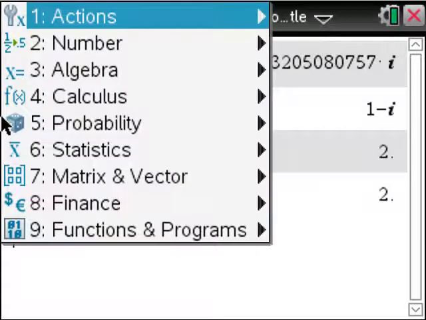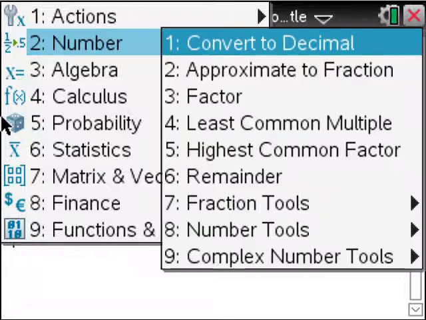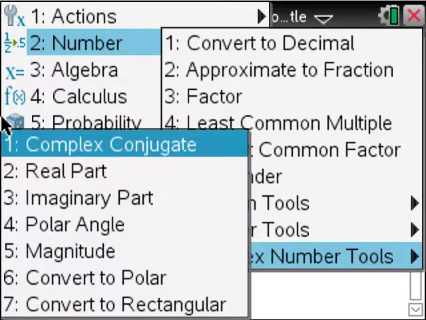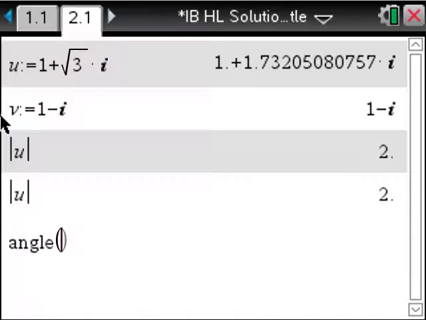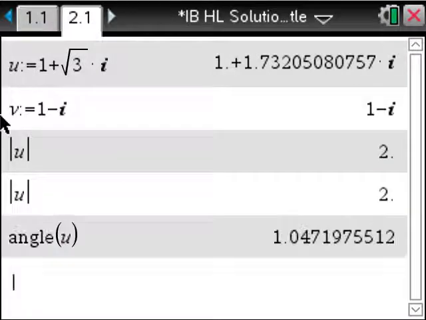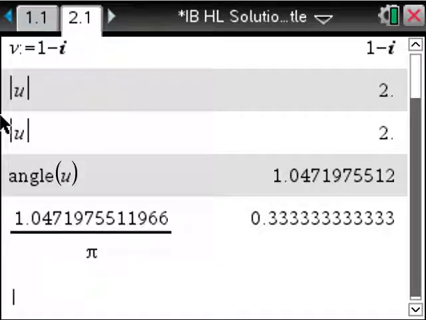You may have noticed there were other things we could have used there, so menu, number, complex number tools, and if I go for the polar angle of u, it would be that value there. You may not recognize it, but if you divide it by pi and press enter, you get a third. So pi by 3 would be the polar angle of u. And we can repeat the whole process for v in a similar fashion.